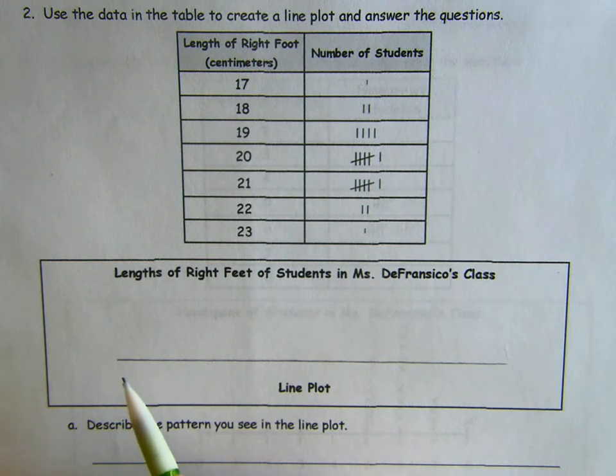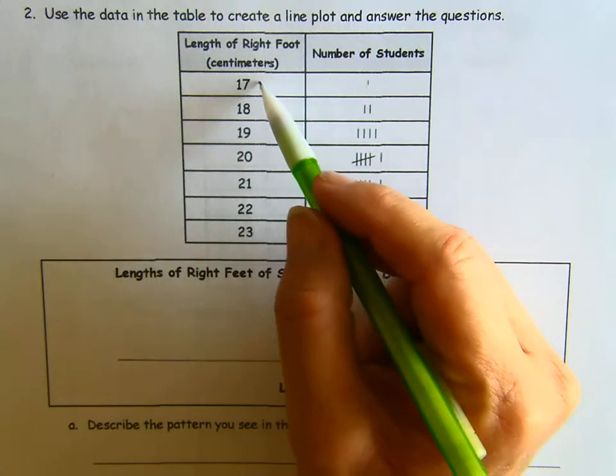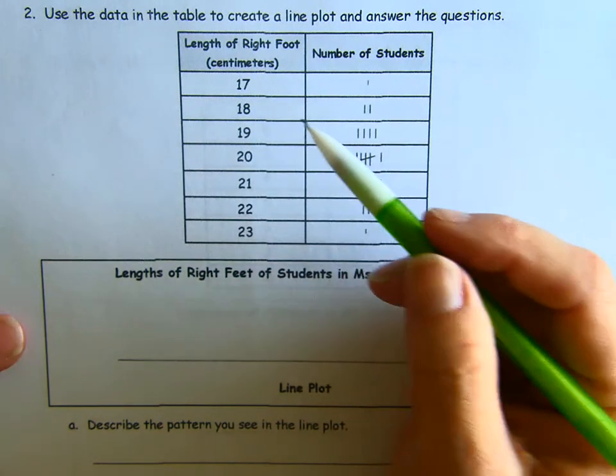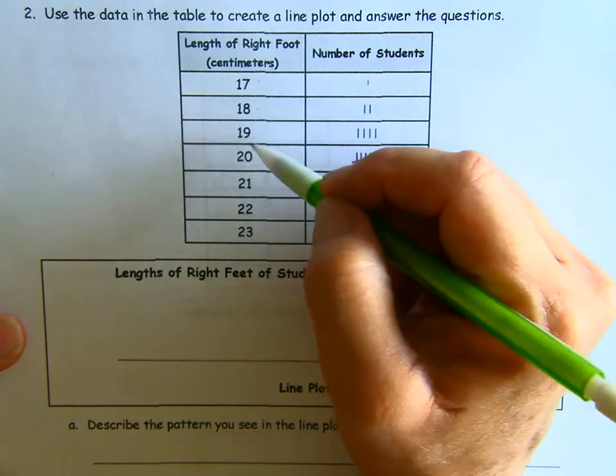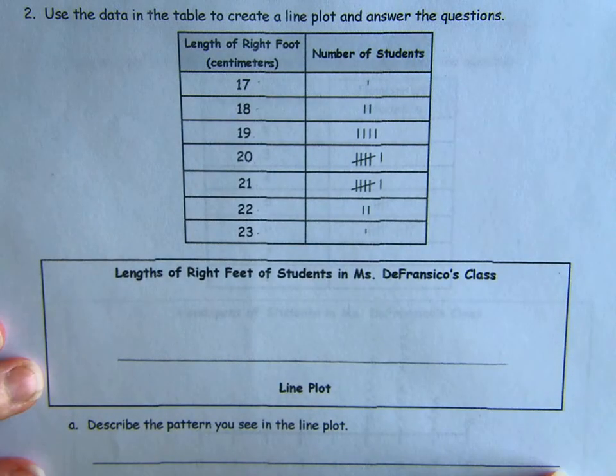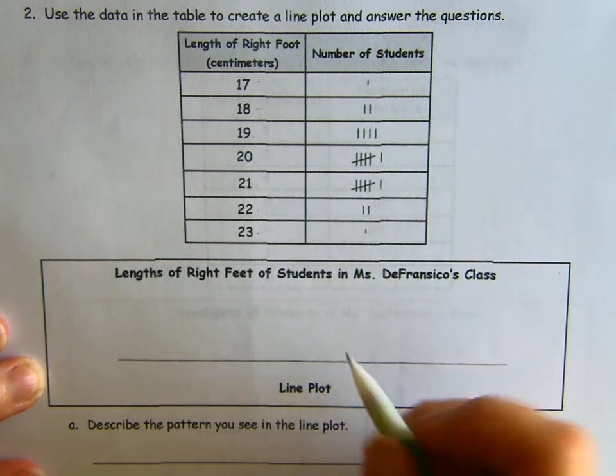That doesn't seem like a very good idea. I think I'm going to start at 17, which is where the table starts. 1, 2, 3, 4, 5, 6, 7 numbers I need to fit on here. So I am going to separate my line plot.